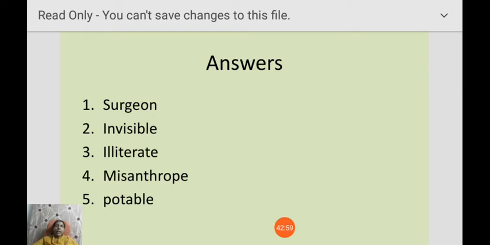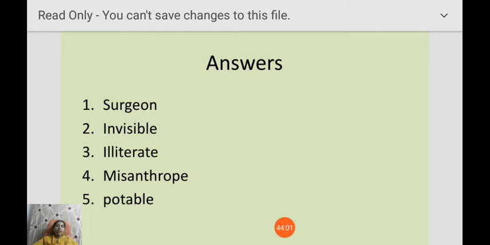A person who cannot read or write is an illiterate person. And a person who hates mankind is called misanthrope. The opposite word for misanthrope is philanthrope. This I think we read in the root words, anthrope. Okay, remember that. So a person who hates mankind is misanthrope, whereas a person who loves mankind is philanthrope.